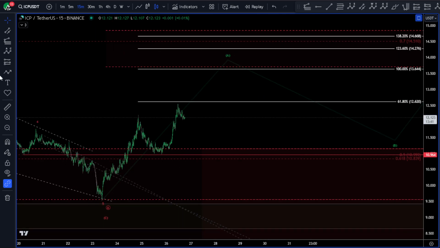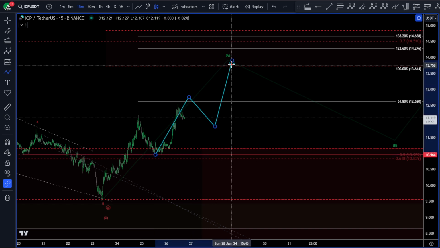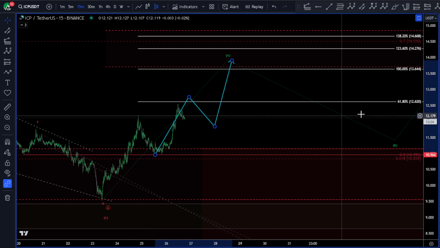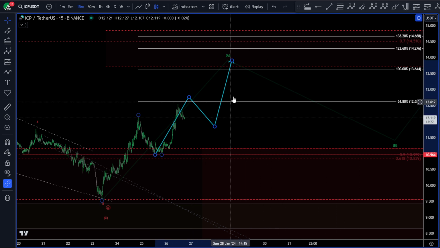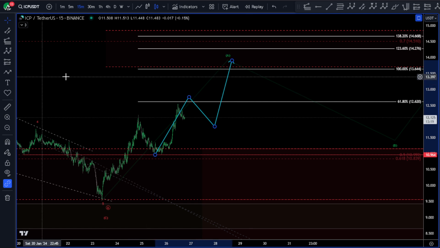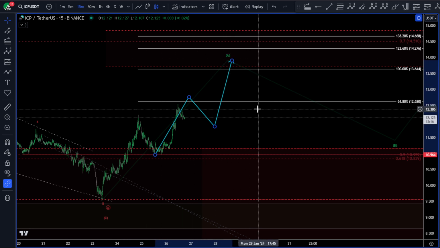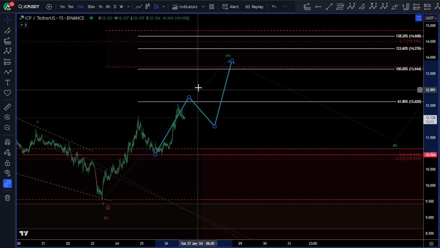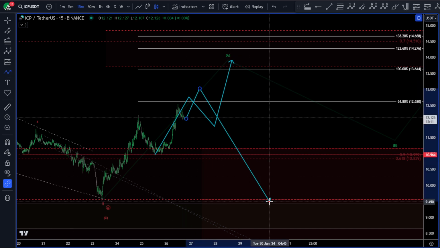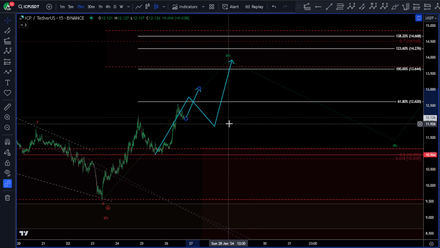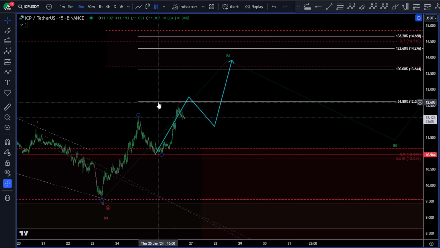It looks complex, so I'd label it as either a WXY or an ABC, and I would expect this to become complex as well, as a 3-wave move rather than a 5 to complete that A wave, most likely a double zigzag. But more importantly, I'm not going to trade this one at the moment. But more importantly is after we get to this area, again, nothing says we have to get to this area. We could just make one more move to the upside and then come down for that correction I mentioned. Reason being, we only have to reach the 0.618 extension to be considered complete.